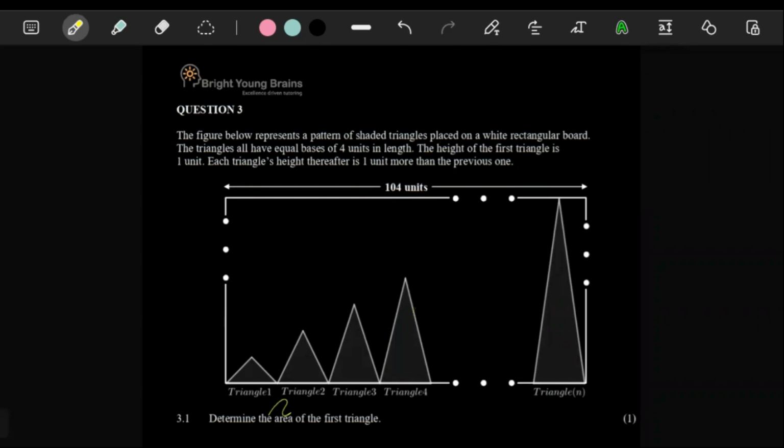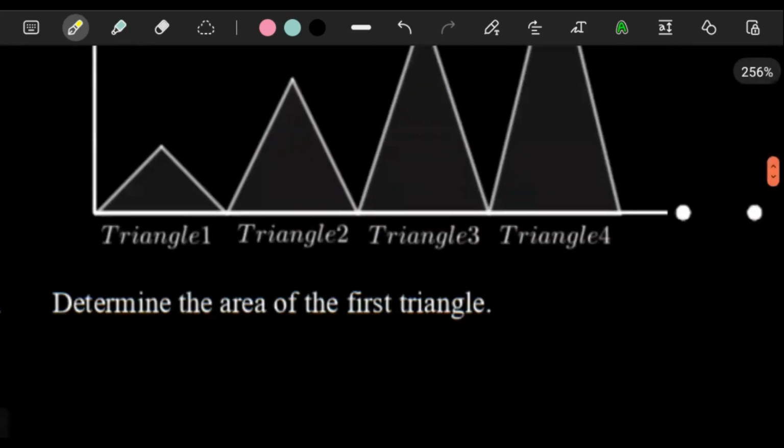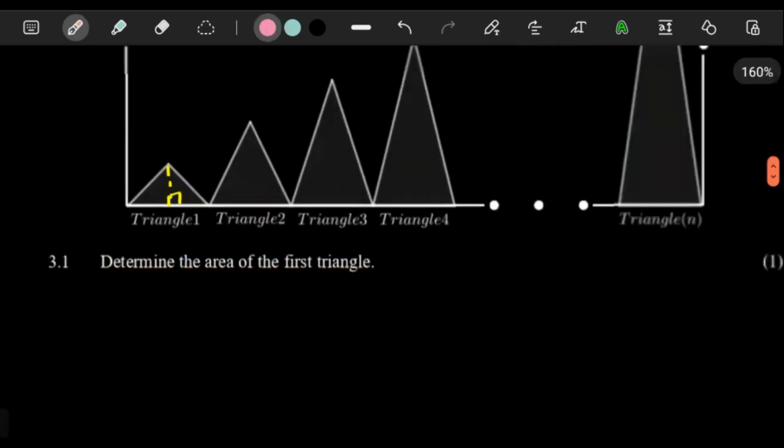Then it says here, the height of the first triangle is 1 unit. Each triangle's height thereafter is 1 unit more. So this is 1 unit and then 2, 3, 4 going onwards. And then it says here, for 1 mark, determine the area of the first triangle. Clearly determining the area of the first triangle is not a hassle because the base, we know it's 4, the height is a 1. So the area of a triangle, remember, it's just half base times height.